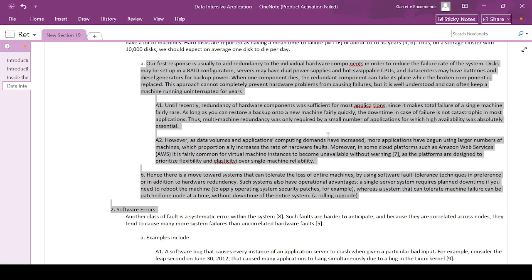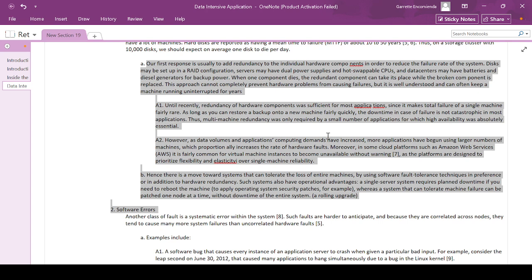And a RAID configuration, it's a technique particularly in disk that allows you to have a replica or additional disk on the server to be a fallback in case that disk got broken. And data centers may have batteries and diesel generators for backup power. When one component dies, the redundant component can take its place while the broken component is replaced. This approach cannot completely prevent hardware problems from causing failures, but it is well understood and can often keep a machine running uninterrupted for years.